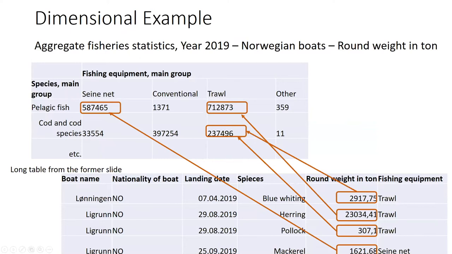Now we want to aggregate this. We want to put this into aggregates for statistical purposes. The year 2019, Norwegian boats, round weight in ton is the measure. And we see here that our long table from the former slide is now aggregated into this group. The group has two dimensions, and the data are identified by those dimensions in DDI-CDI also. And we can see here where the different species go, that the herring and the mackerel go to the pelagic fish, and which kind of data point they belong to depends on how they were caught.